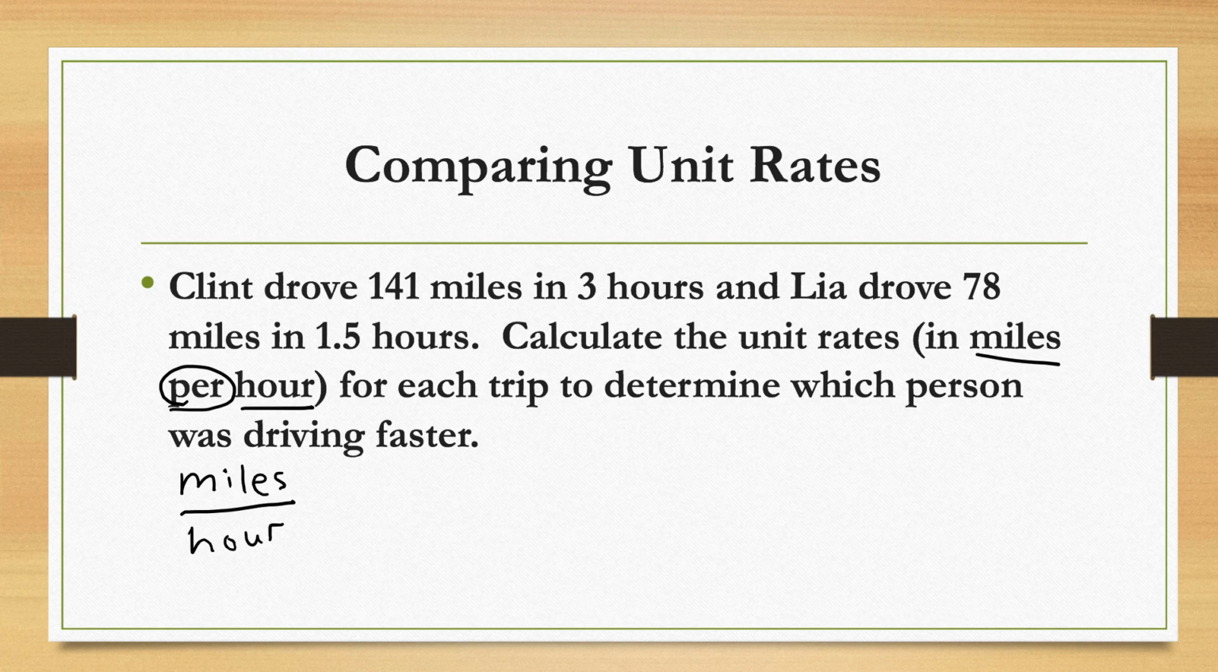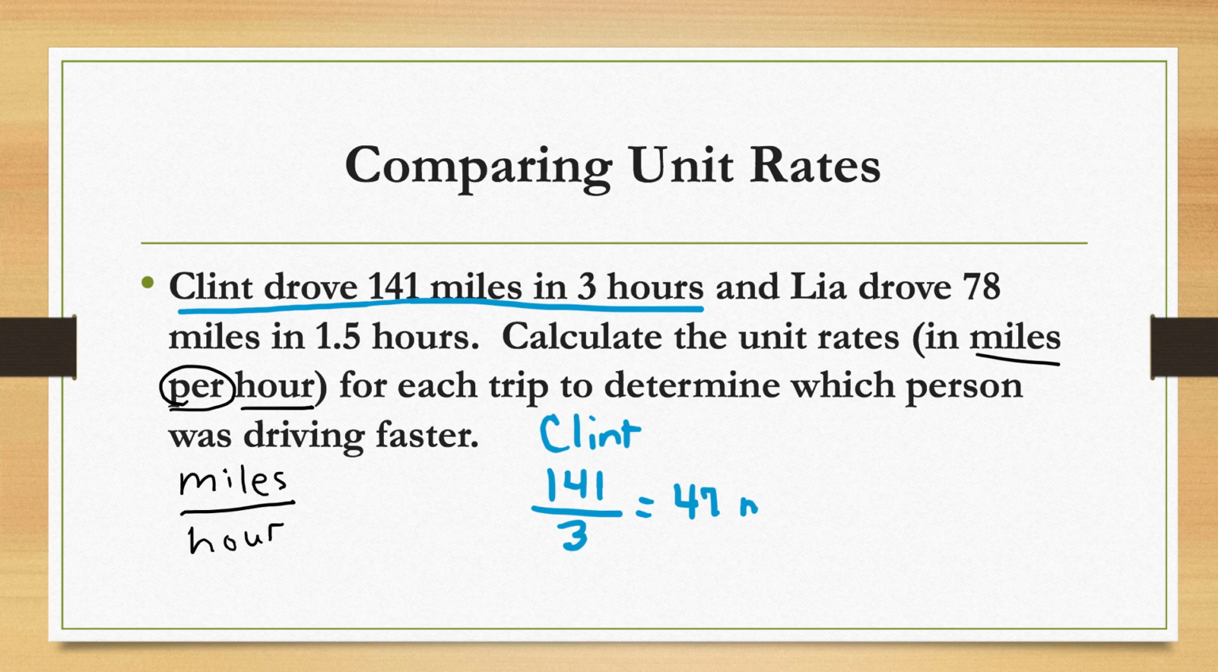All right, so let's begin with Clint. Clint drove 141 miles in 3 hours. So for Clint, we're going to put the miles on the top, so 141, and the hours on the bottom. And we're going to divide it out. 141 divided by 3, he is driving 47 miles per hour.